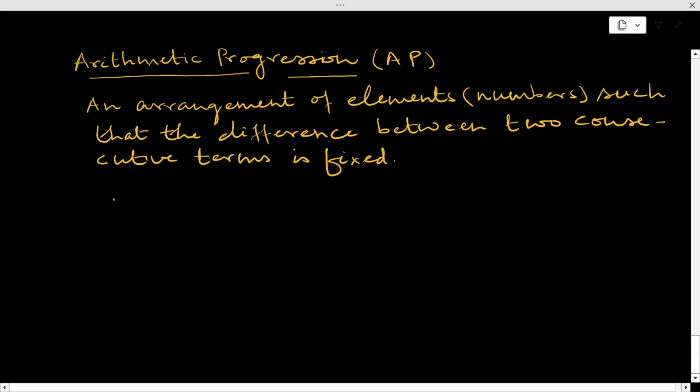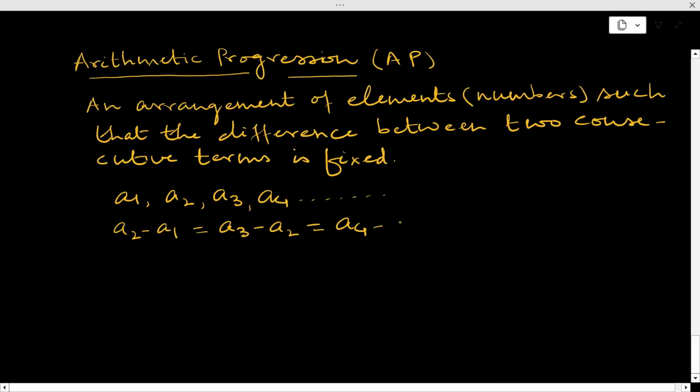So basically what do we mean by this definition? Suppose we have an arrangement with terms a1, a2, a3, a4. If you consider a2 minus a1, that will be the same as a3 minus a2, and this will be the same as a4 minus a3, and of course so on if we continue with the differences.